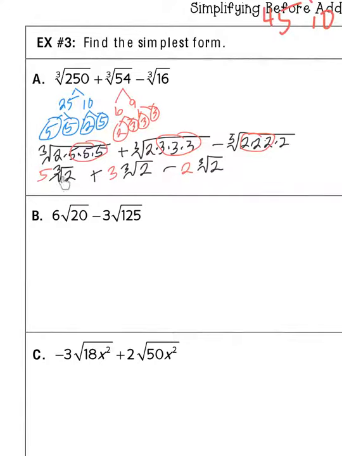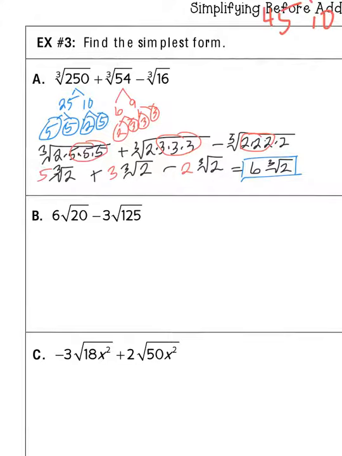So all 3 of my radicals are the same, so I'm just going to look at the coefficients. 5 plus 3 is 8. 8 minus 2 is 6. So this equals 6 cube root of 2. And that, my friends, is my final answer.